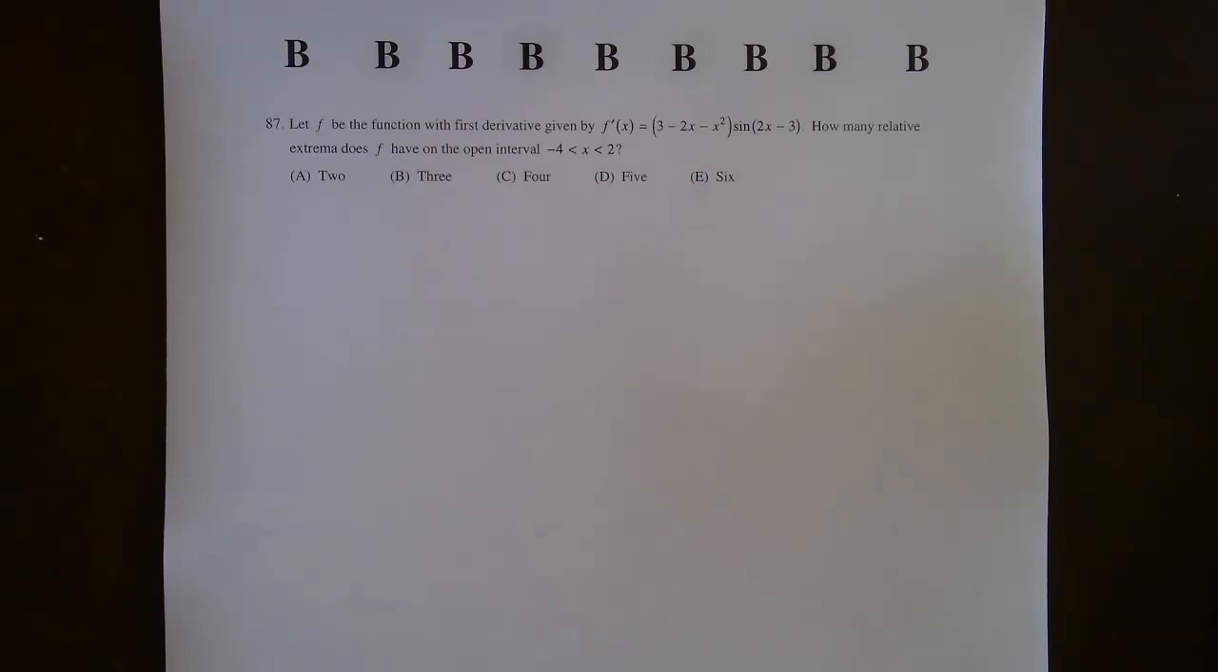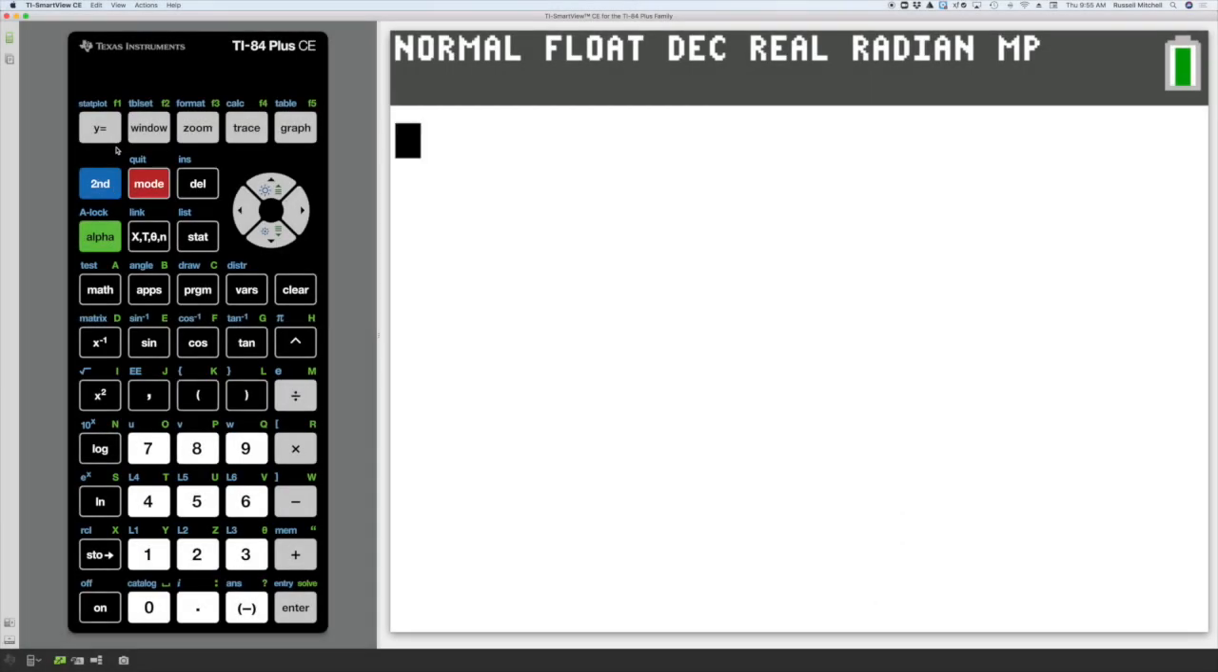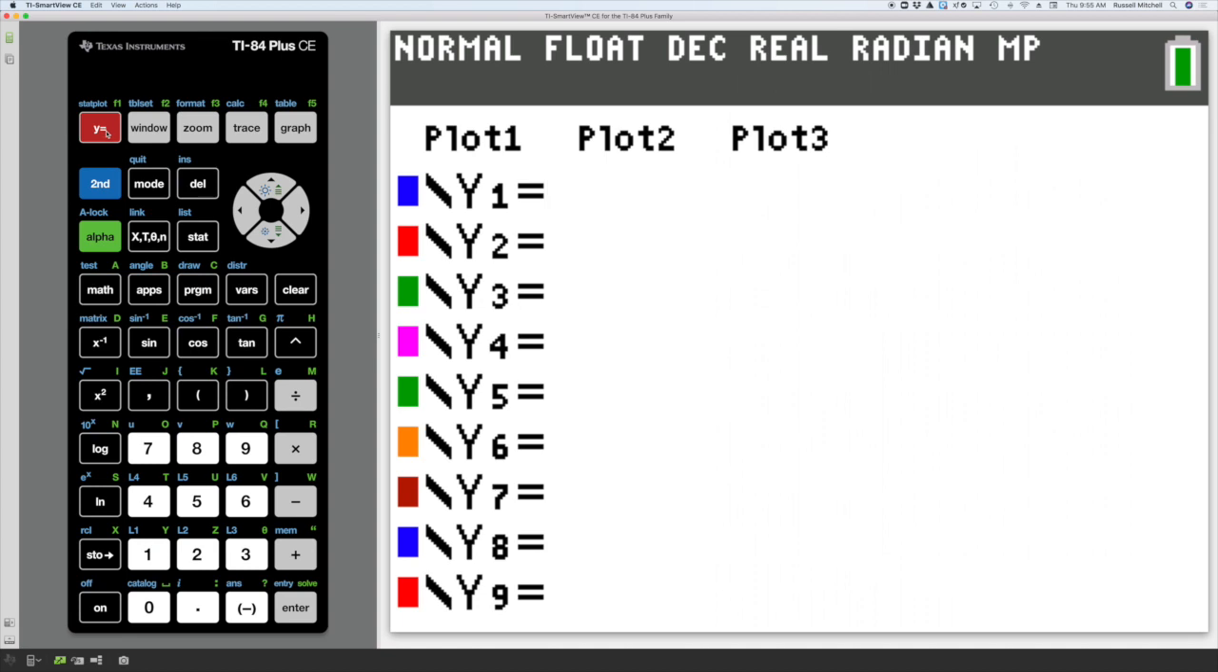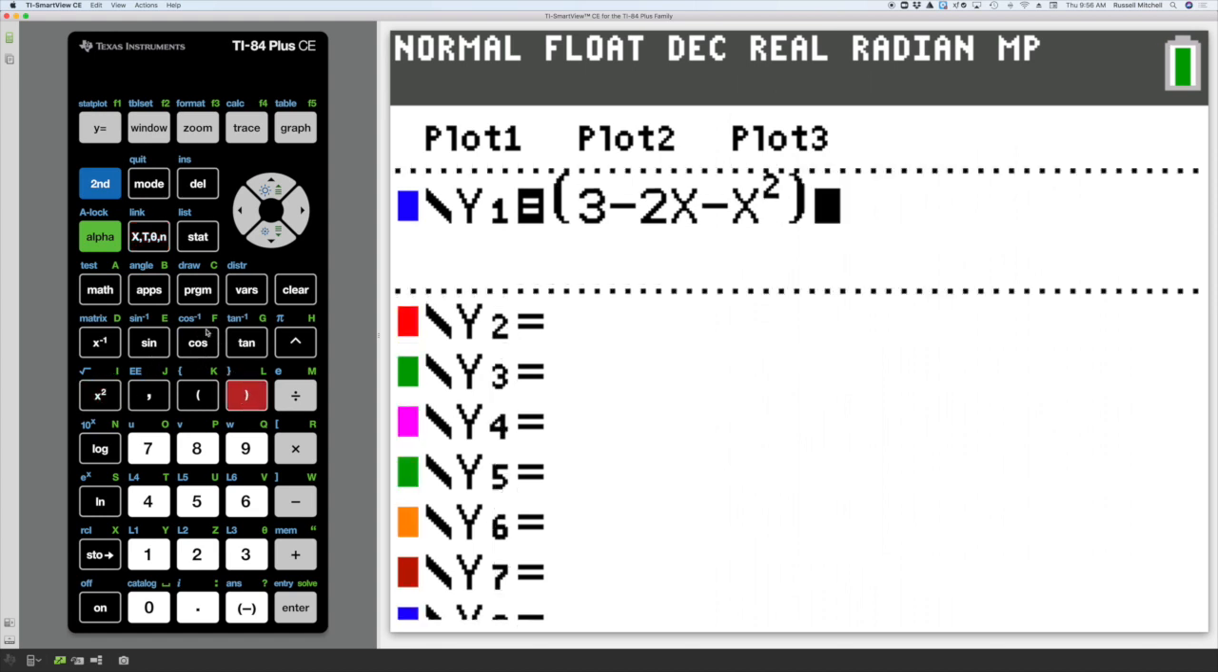Now, since this is sine, this is going to change. This amplitude right here, so I'm probably going to go from -8 to 8, and let's see what that looks like. So we're going to go to our graphing calculator, and we'll finish this problem. We want to go to y equals, and put our derivative in. So parenthesis, then 3 minus 2x minus x squared, and close parenthesis, and then sine of 2x minus 3.